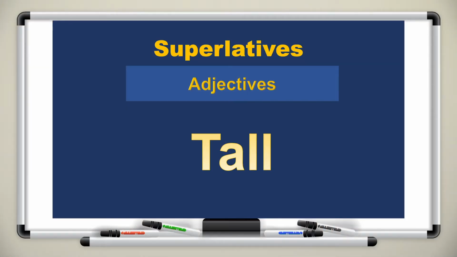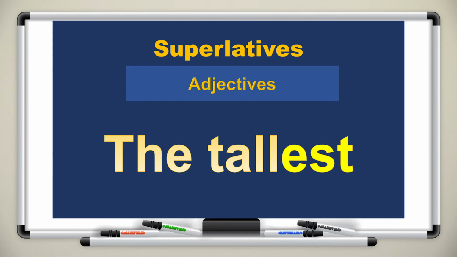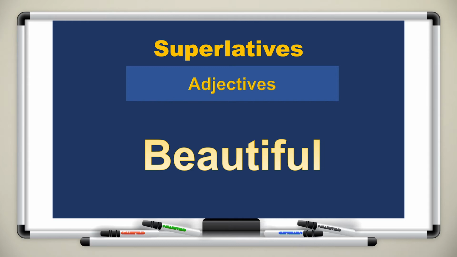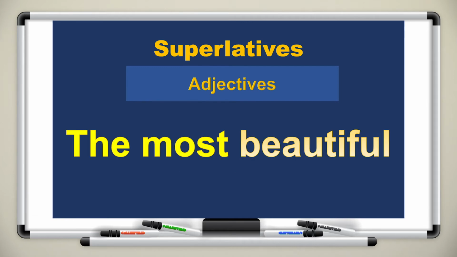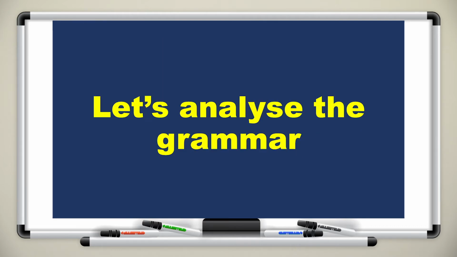What about the superlatives? If I want to use tall to describe something, I will say tallest. I will add EST at the end to the adjective. And if I want to describe something and use the word beautiful, the adjective, as a superlative, I will say most beautiful. Is it clear? Great. Now, I gave you the general idea. Let's analyze this grammar more.